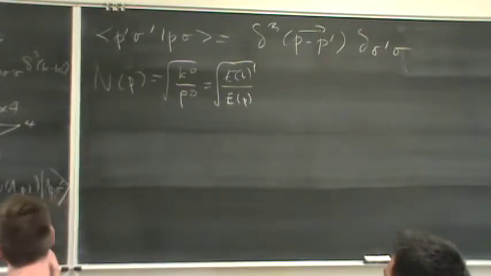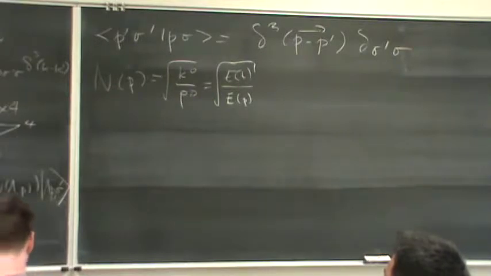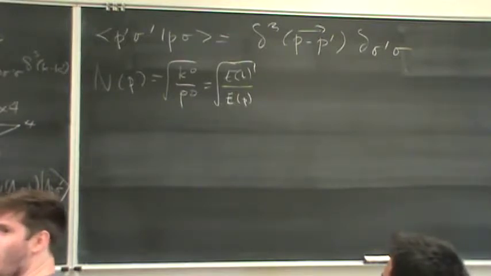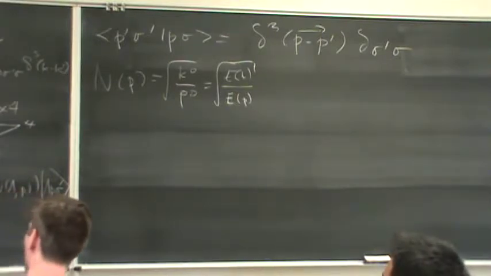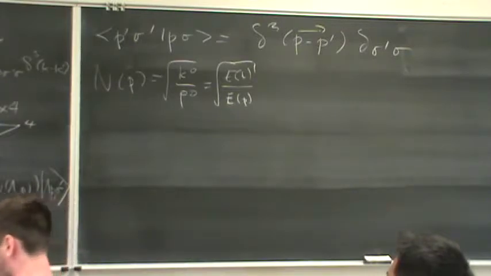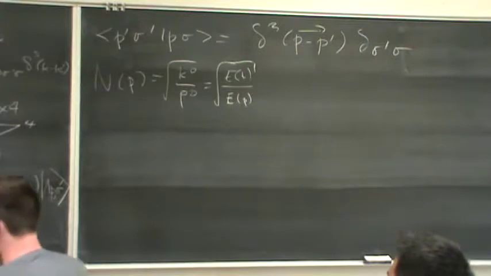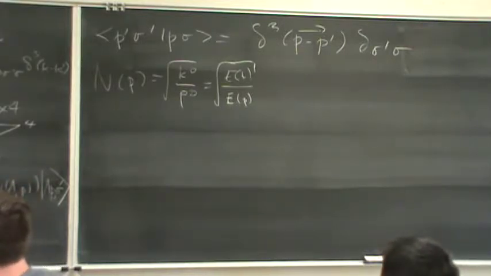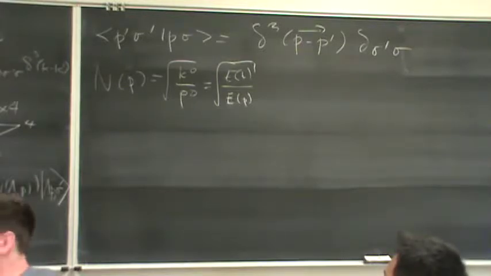So whenever you write a ket with p and sigma, what you really mean is a state that has 4-momentum p and some other variables, sigma, that we haven't yet described. Every possible 4-momentum that you could have represents an orthogonal vector in this Hilbert space. I mean, that's what you wrote.